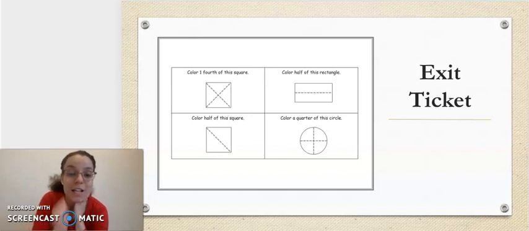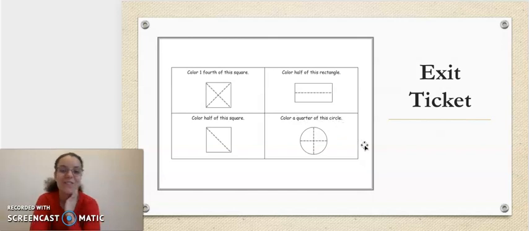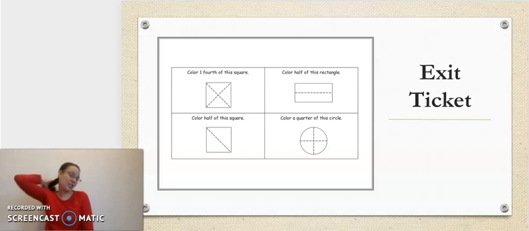The first one says, color 1/4 of this square. Color 1/2 of this rectangle. Color 1/2 of this square. Color 1/4 of this circle. All right, guys, it's time for you to show what you know. Again, I can't wait to see the pictures of your work. These should be so easy.